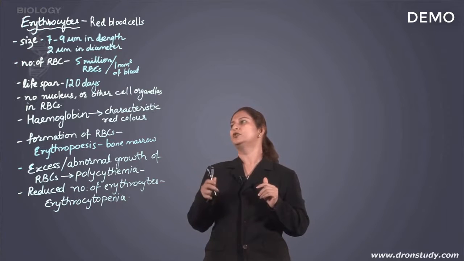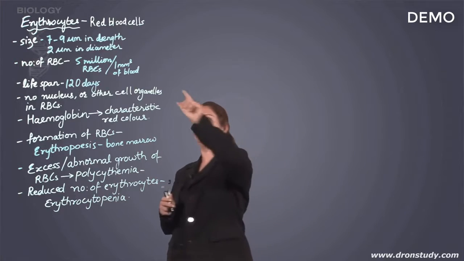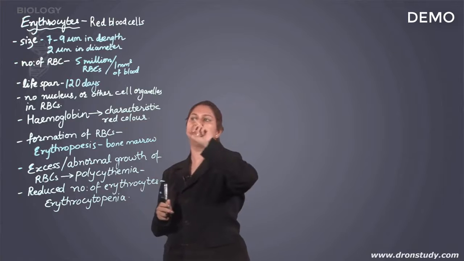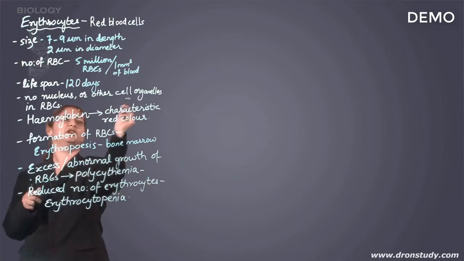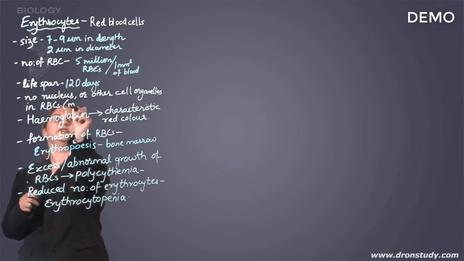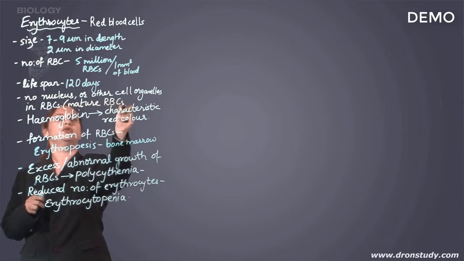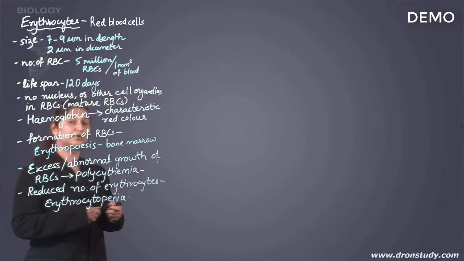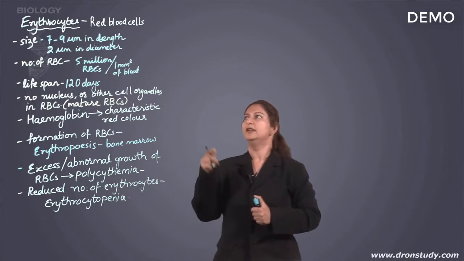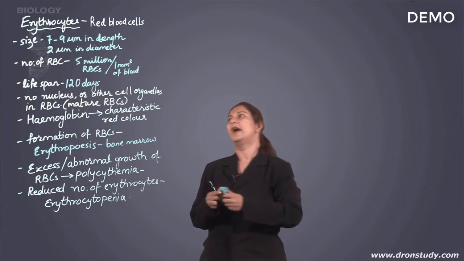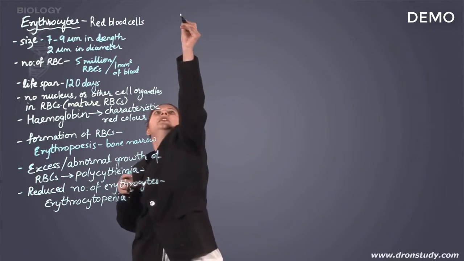What we also need to know more importantly is the lack of nucleus in the matured RBCs. So there is no nucleus or other cell organelles in mature RBCs. That is what you need to also remember, because immature RBCs are definitely having a nucleus. Then let us move on to the white blood cells or leukocytes.